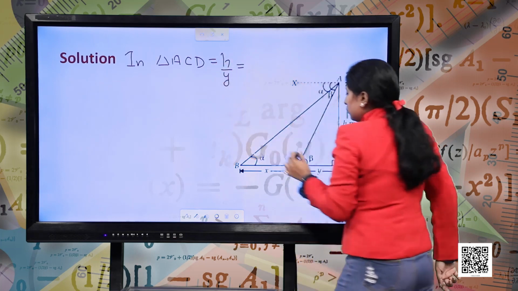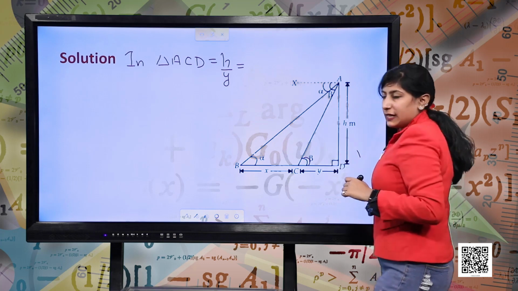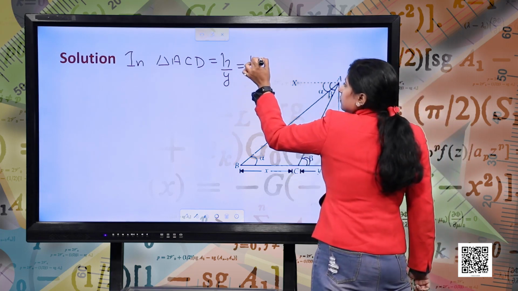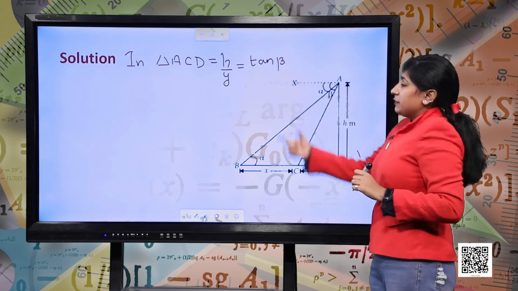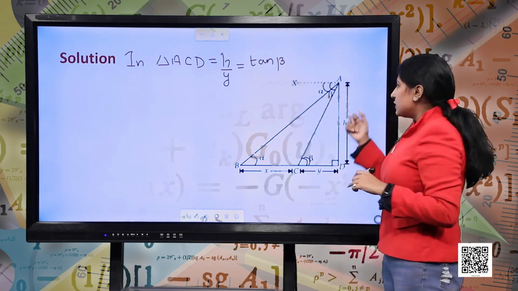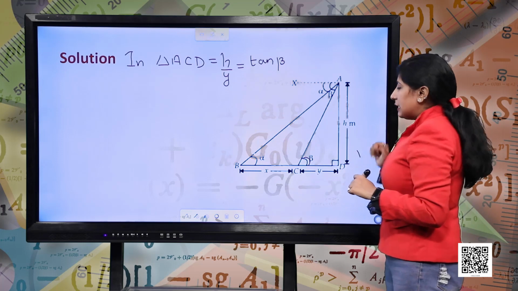h upon y is equal to tan of this angle, that is beta. Okay. This is one equation. We will use it. I am taking now triangle ABD.